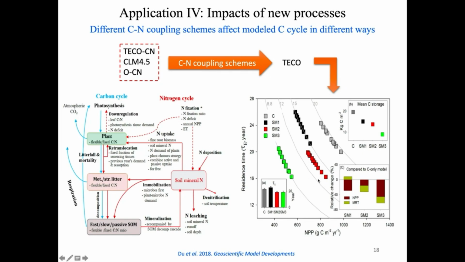It suggests that adding the nitrogen cycle into the carbon cycle, which is now happening in the CMIP6 project, may generate many new uncertainty sources for the carbon cycle and climate change feedbacks.